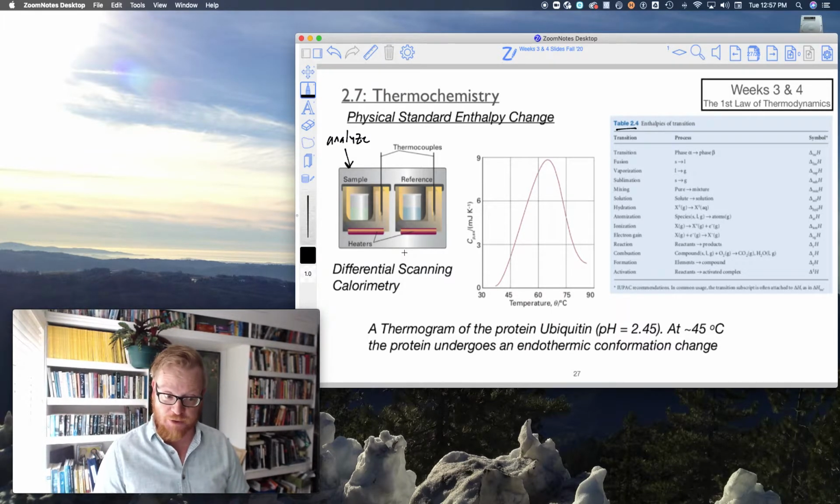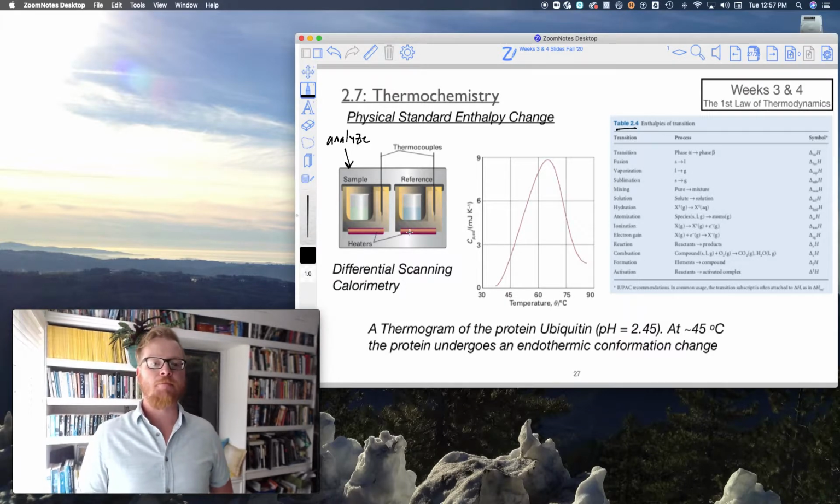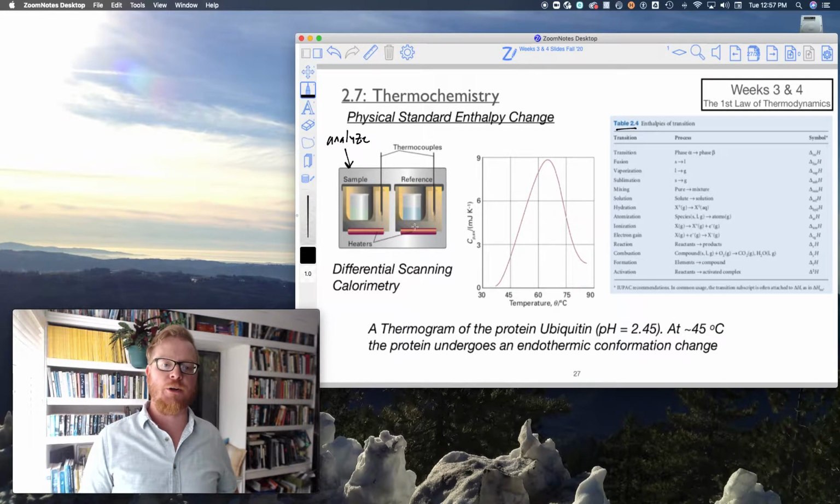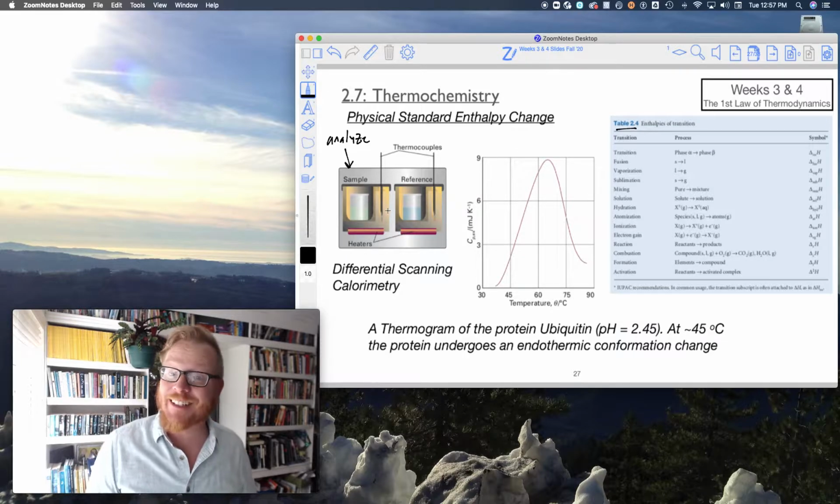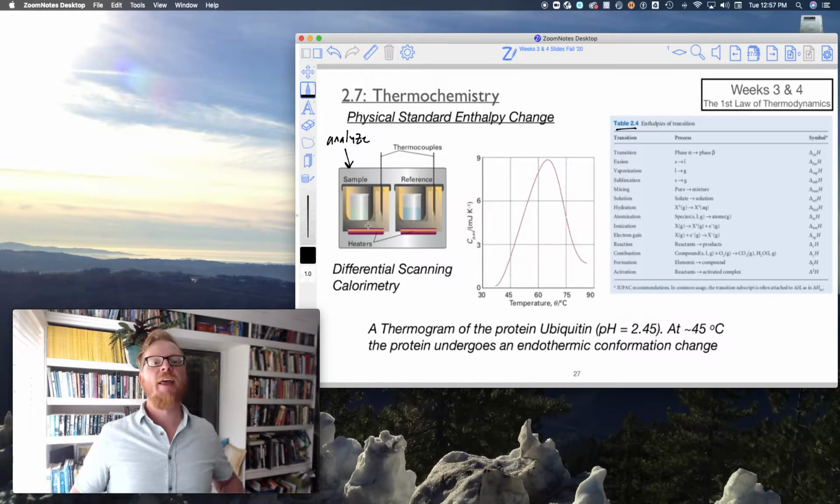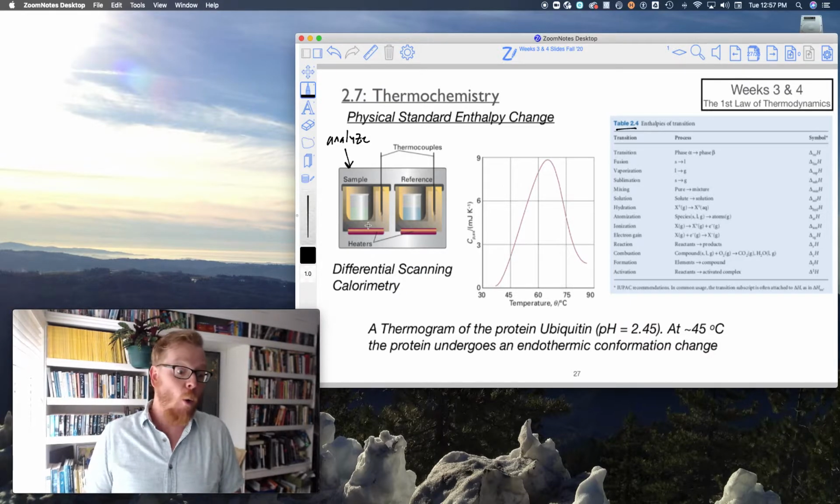And that's where the reference material comes in handy. Because let's say you've applied 100 watts of power to the reference material and it goes up by a certain temperature. If you apply that same 100 watts to the sample, but it does not go up by the same temperature, then you know that heat is getting pumped into the molecule to undergo some type of phase transition or some type of chemical transition.